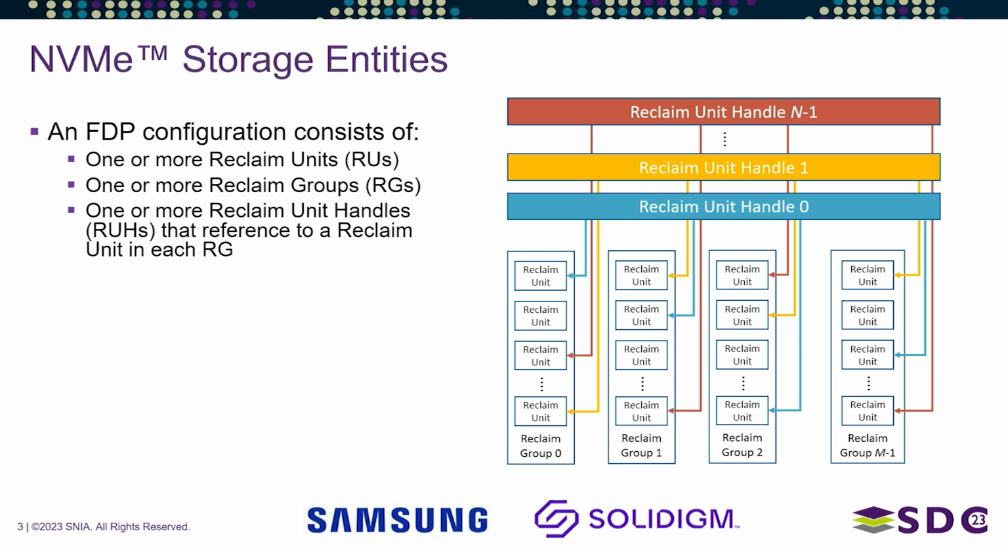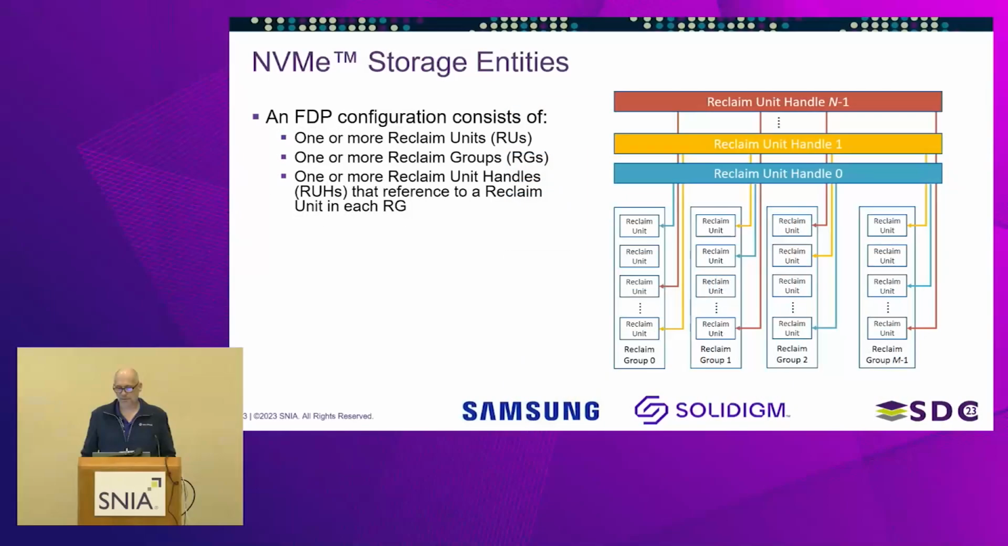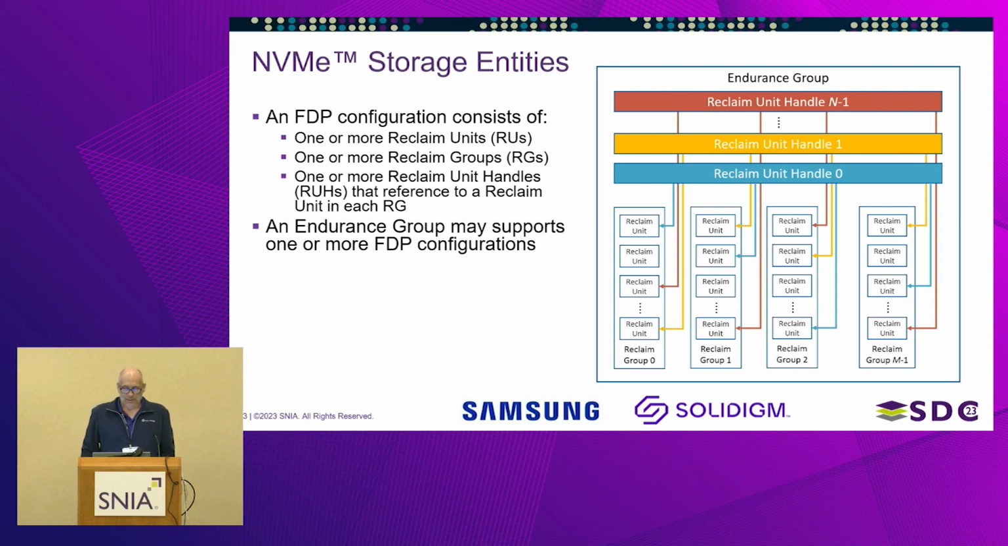Likewise, if I wanted to write to, say, on the far left side, to the reclaim unit that's pointed to by the green handle, I would use that handle, and then those I/Os would go to that particular reclaim unit group, reclaim unit. So as you can see, data is completely isolated physically, because the stuff that I wrote with the red handle goes to a completely different section of NAND than the stuff that was written with the green handle.